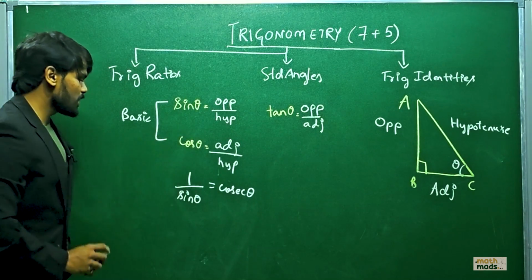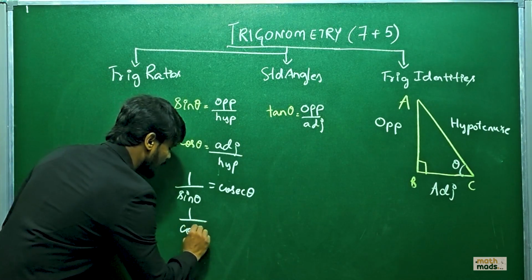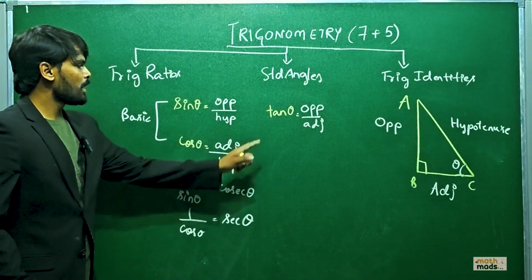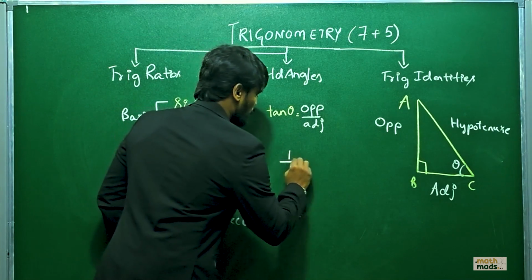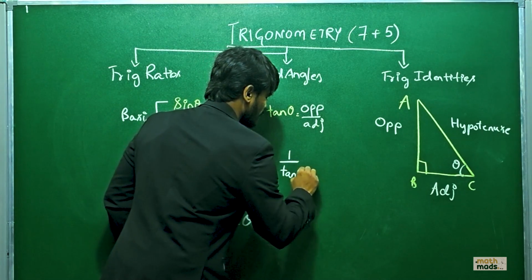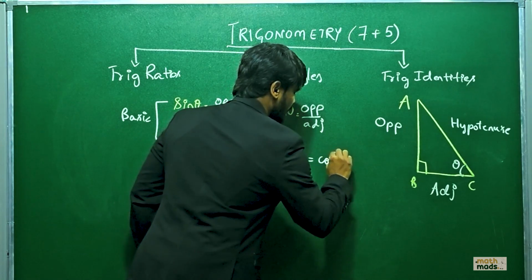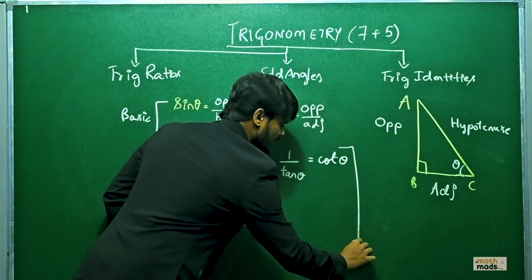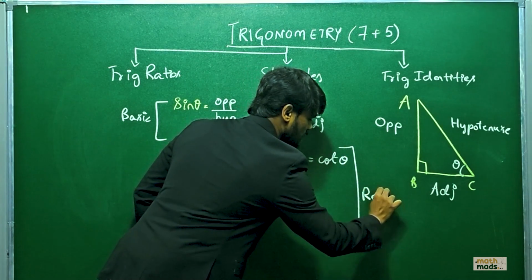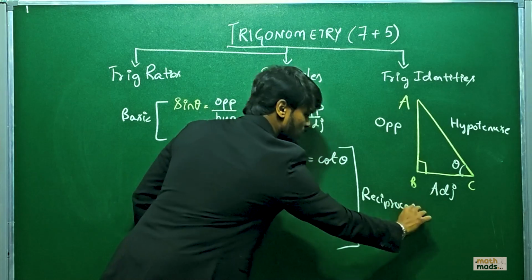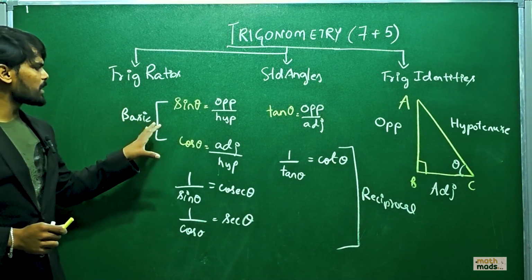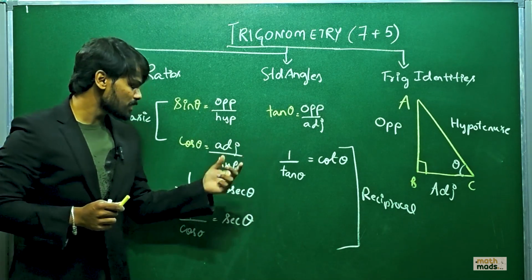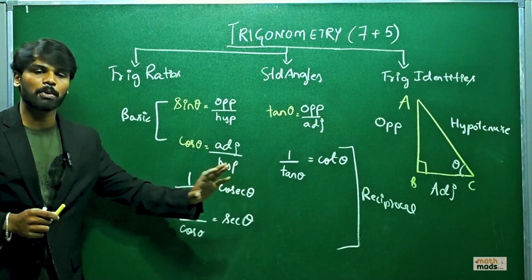Similarly, the next ratio is cos theta. So 1 by cos theta is called secant theta. Next, 1 by tan theta. 1 by tan theta will be called cot theta. Okay. So these three are your reciprocal ratios. Now, from the examination point of view, maybe you won't be getting many questions from basic ratios. There are chances where you can get 1 or 2 marks based on the reciprocal ratios.